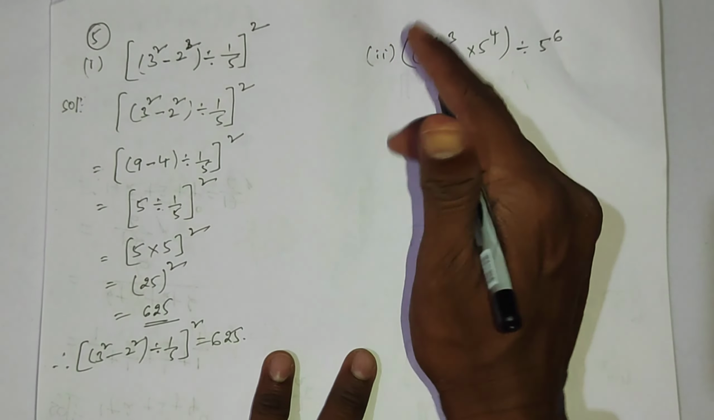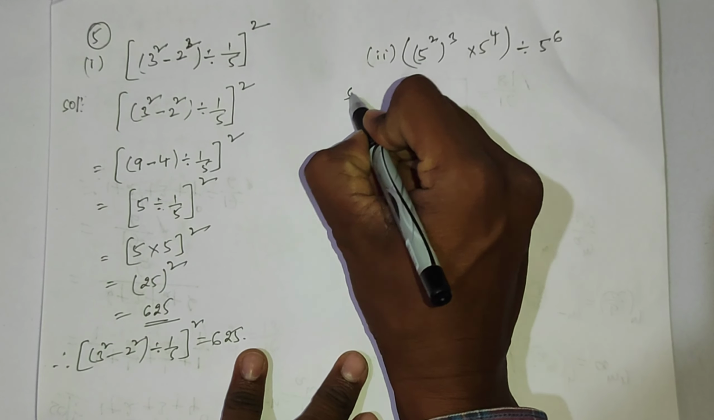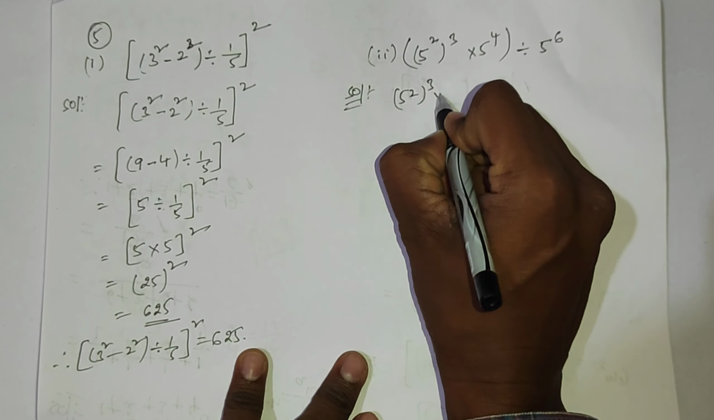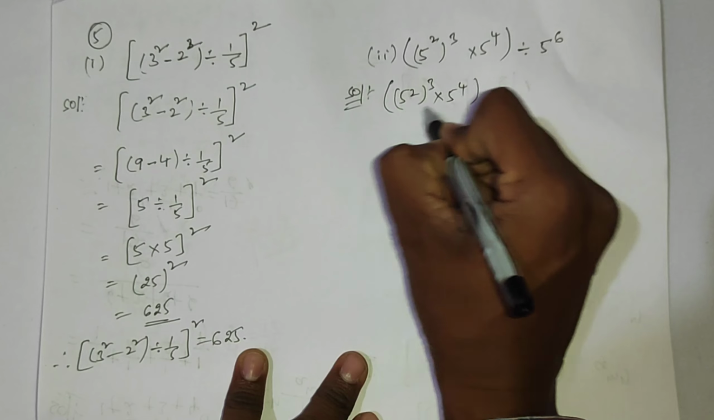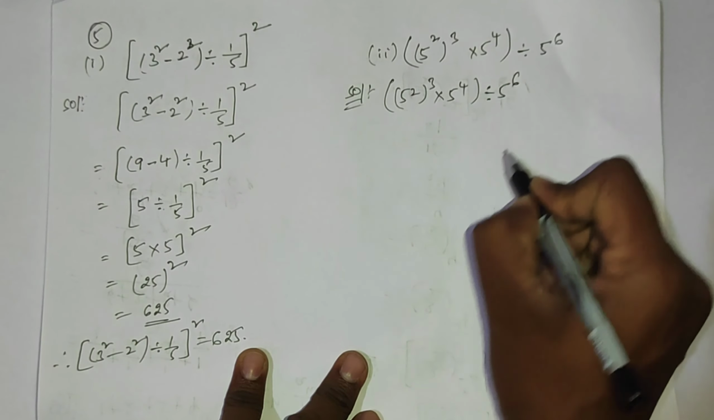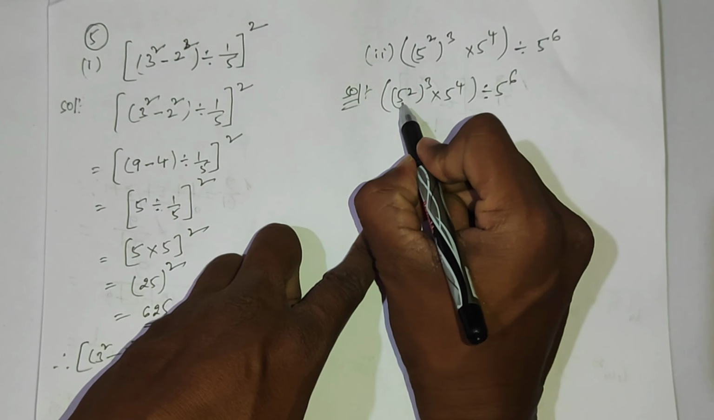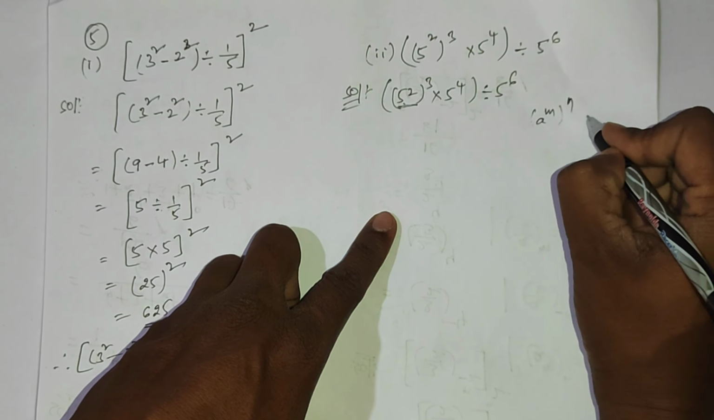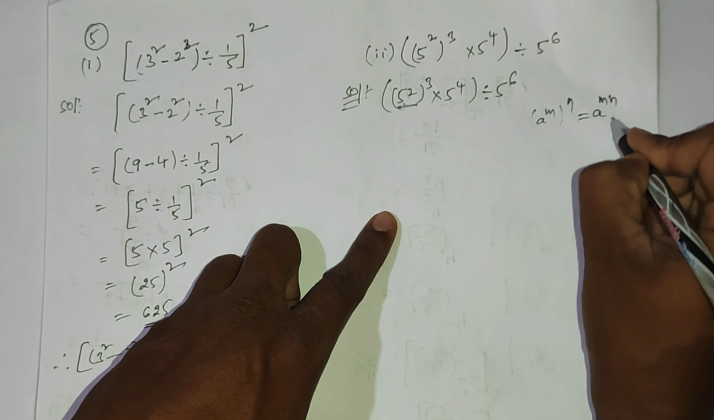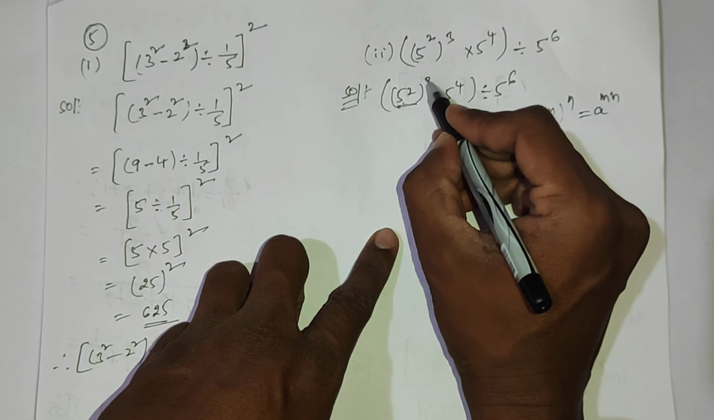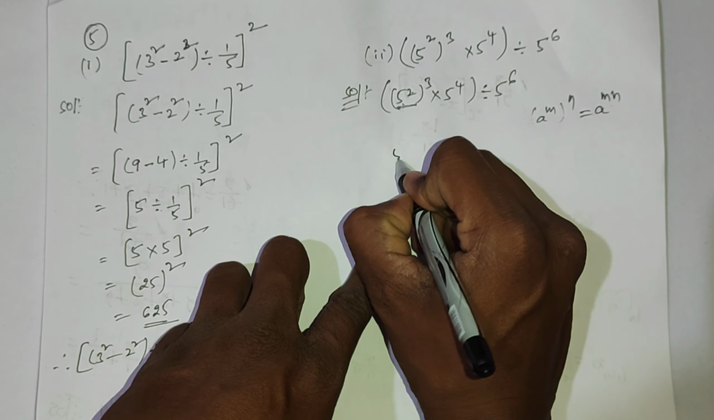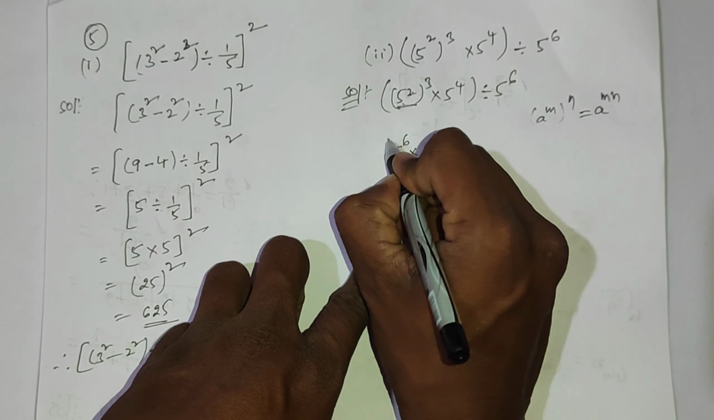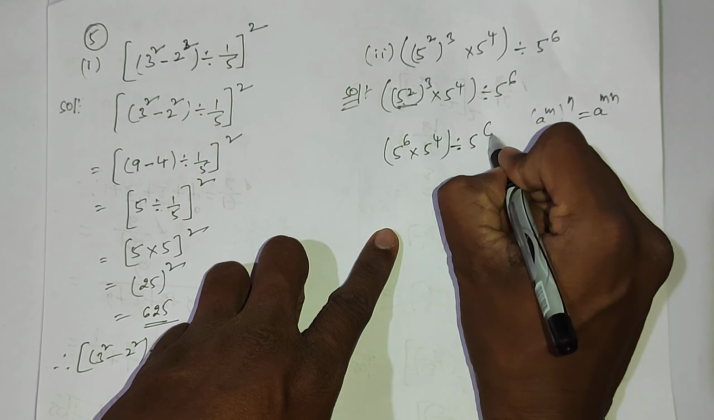That's it. Next one. The second question is (5²)³ × 5⁴ ÷ 5⁶. If you observe clearly, this is in the form of a to the power m, whole power n. The formula is (aᵐ)ⁿ = aᵐⁿ. So m into n: 2 threes are 6. So 5 to the power 6, into 5 to the power 4, divided by 5 to the power 6.